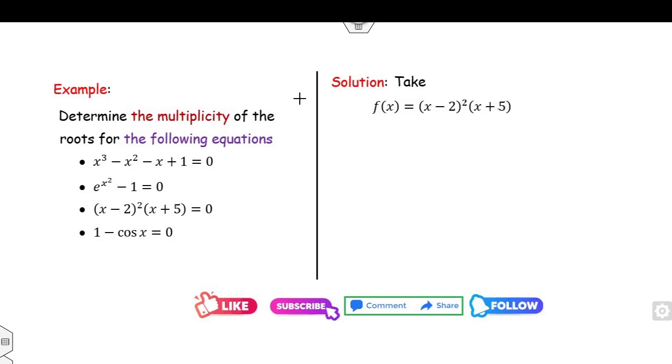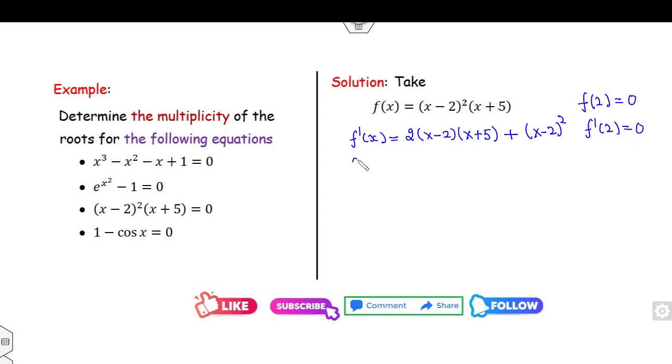Second way, you can find the f dash of x. What is the f dash of x? Twice x minus 2 into x plus 5 plus x minus 2 whole square. Clearly f of 2 is 0. What is f dash of 2? It is also 0. Because we get a zero value, I can find the second derivative. What is the second derivative of this? It's x plus 5 plus twice of x minus 2 plus twice of x minus 2. Now clearly f double dash of 2 is non-zero.